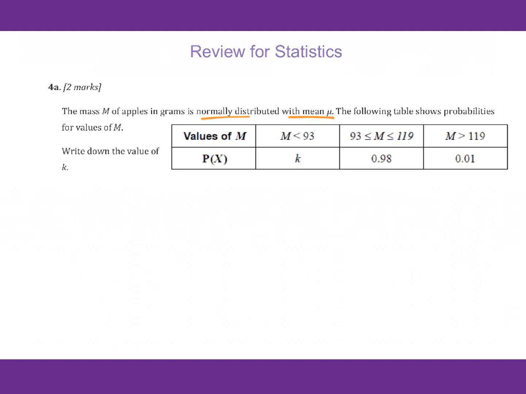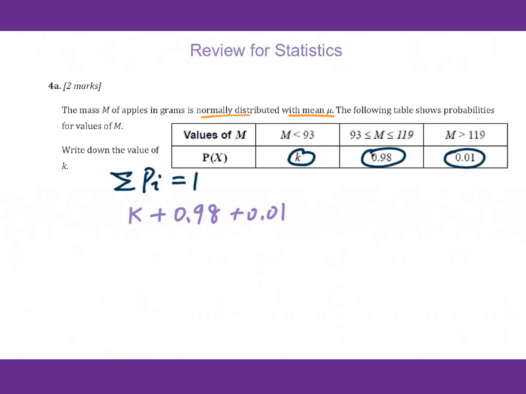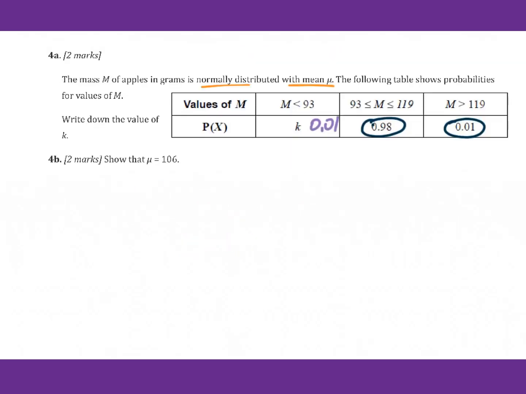According to the property of probability distribution, these numbers add up to 1, which means the sum of p_i equals 1. Therefore, we have k plus 0.98 plus 0.01 equals 1. Therefore, k equals 0.01.